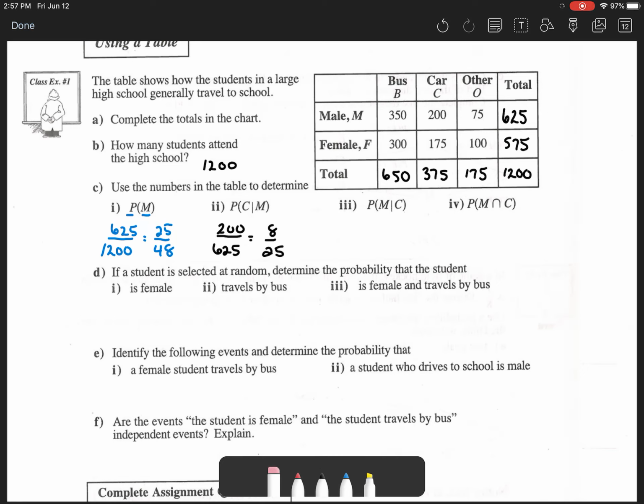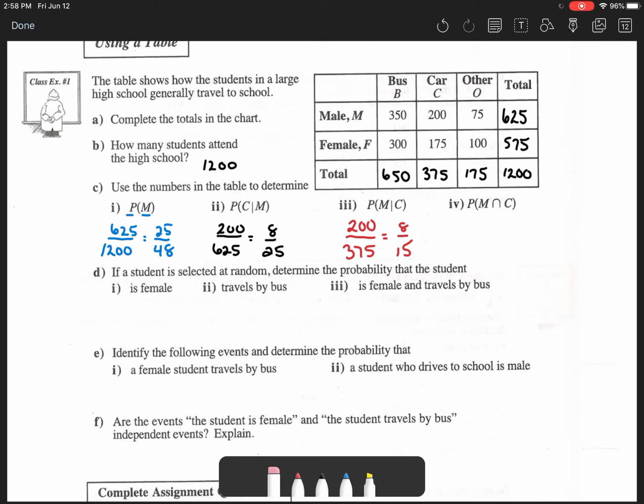Next one, how do we read this one? This is the probability of male given that car has occurred. This is the opposite of what we just looked at. This is the probability that I can select a male given that I'm dealing with the cars. The cars have a total of 375, and the number of males in that column is 200. So it's going to be 200 out of that total of 375. Reduce that, and we get 8 over 15.